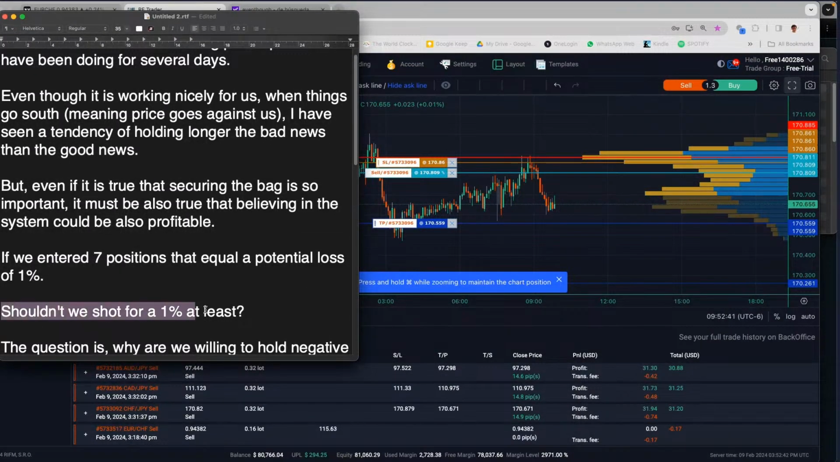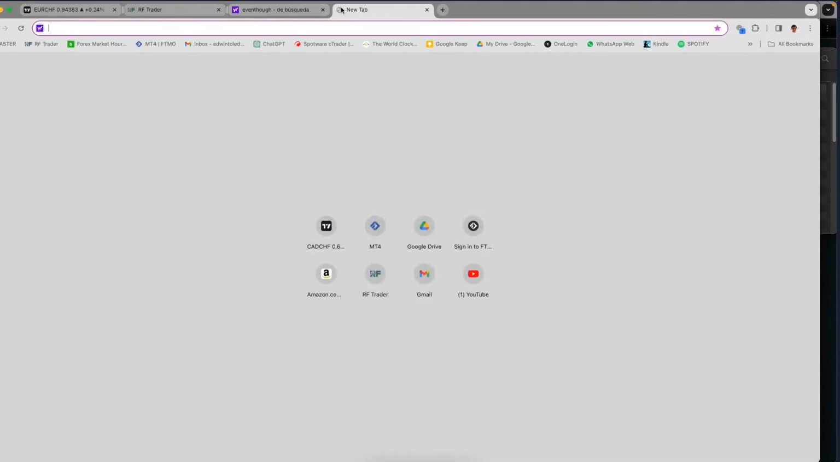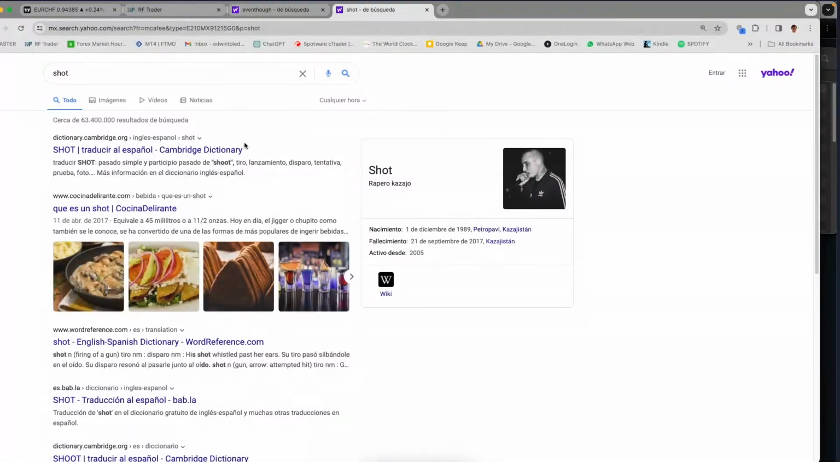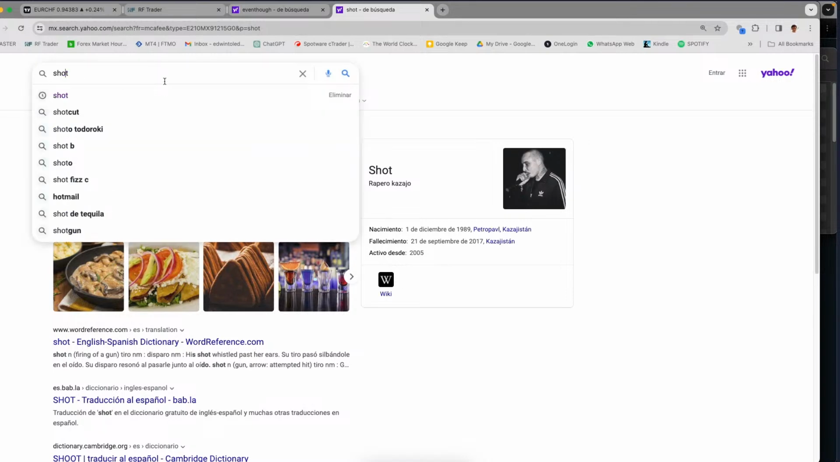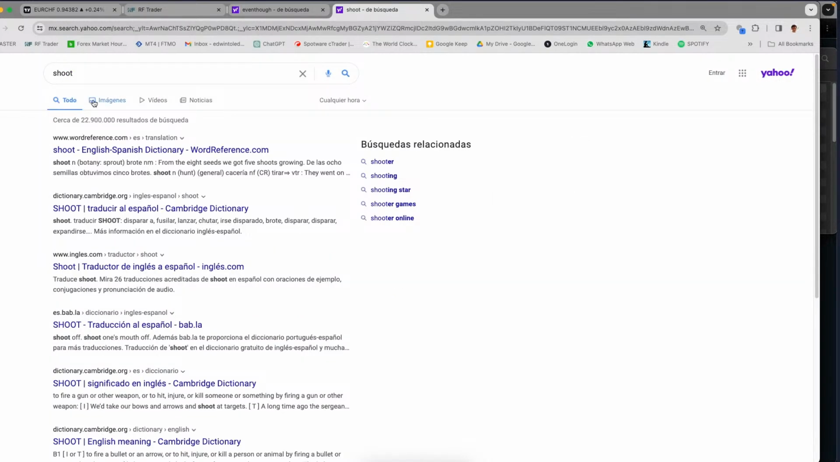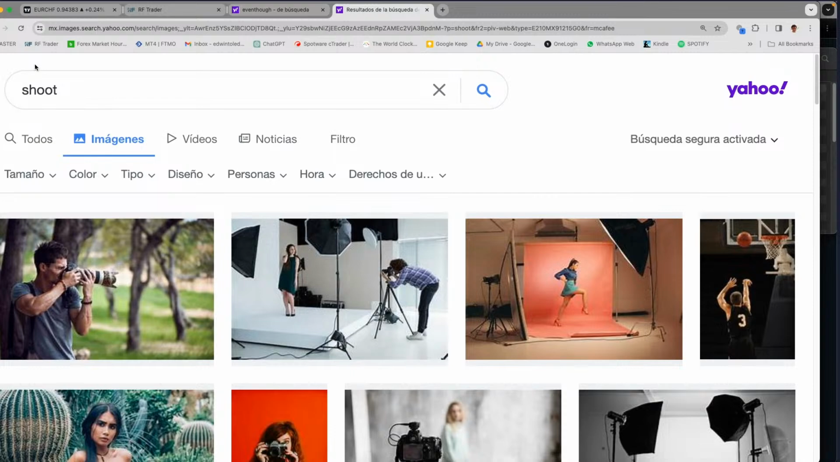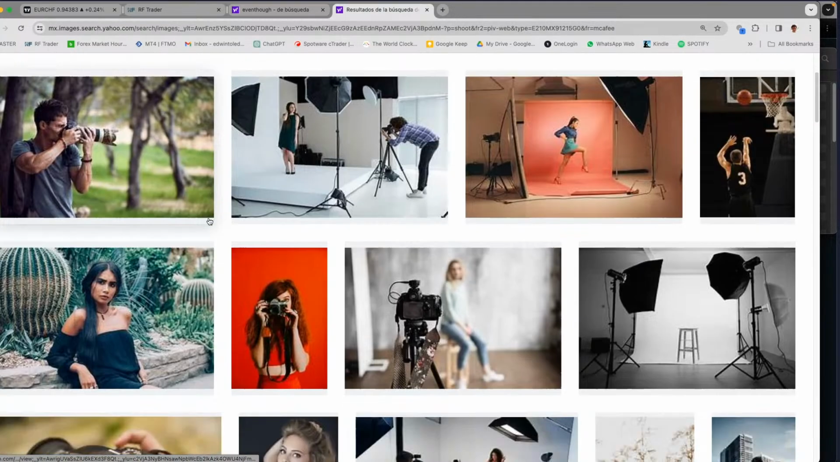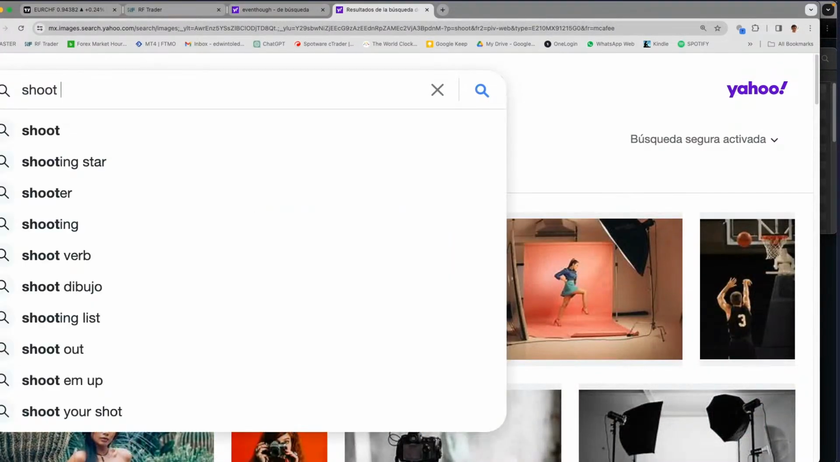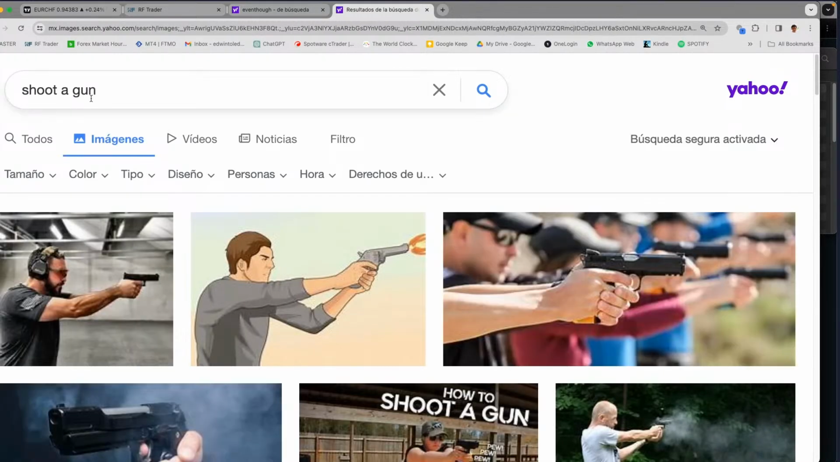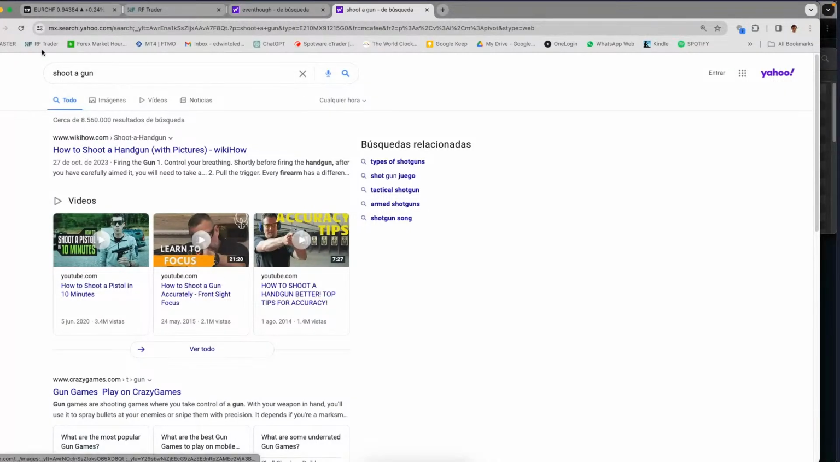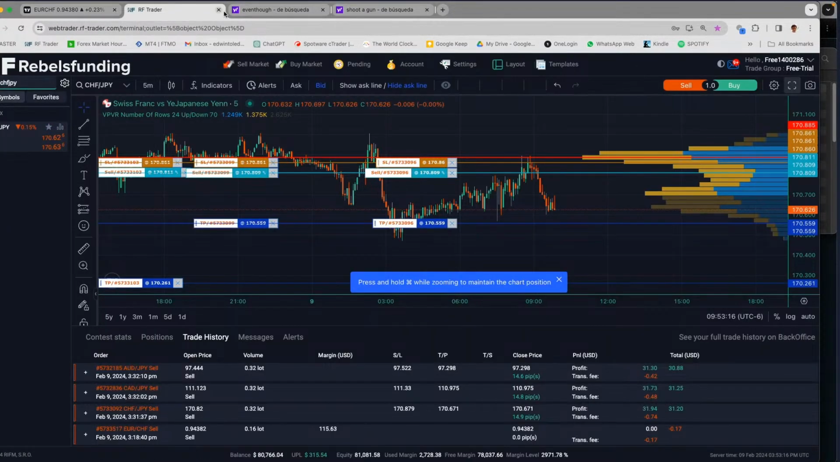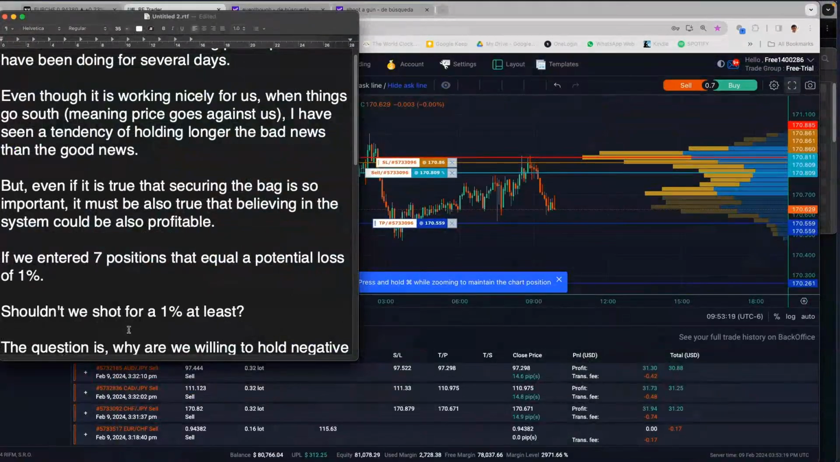So shouldn't we, should, is that should or should? Let's see how to write should. Oh, that's a shot, and that's should, right? Oh yeah, okay. But this is also for a gun. Shoot a gun? No. Let me see how to shoot a gun. Yes, two O's. It is supposed to have two O's.